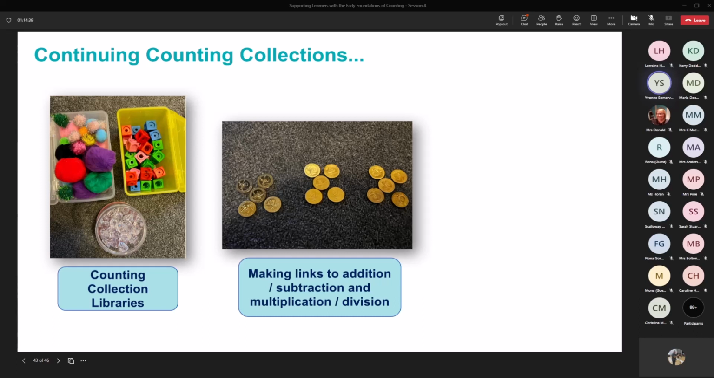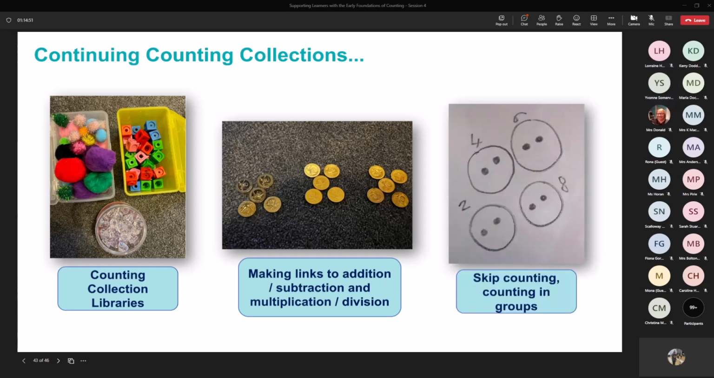What happens if you add 5 more coins? What happens if you take 2 groups of 5 away? All of those things you can continue to scaffold with your questioning as children's mathematical development continues.